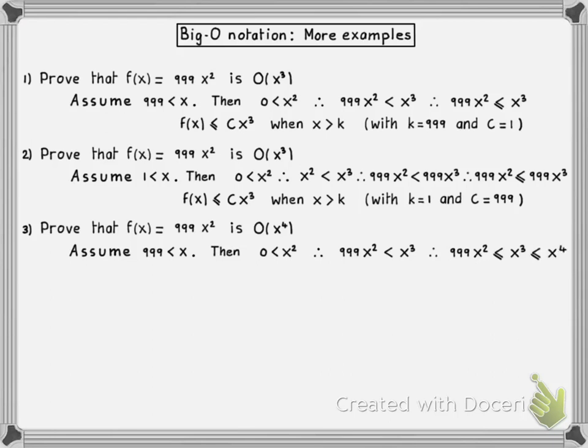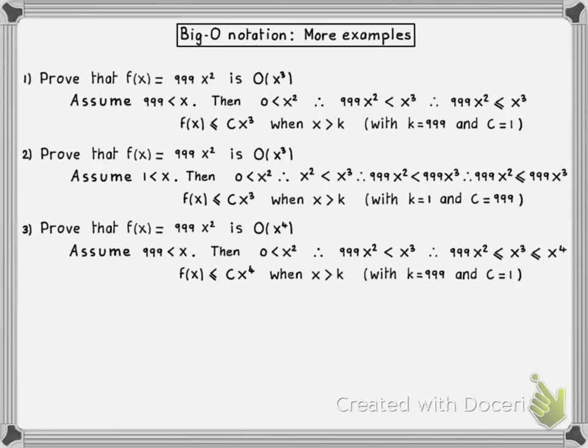So we can infer that right away, and now we're done. We have f of x here. We have a constant times x to the 4th power here. In other words, if x is large enough, where k is equal to 999, then f of x is upper bounded by c times x to the 4th power, where c is equal to 1. And therefore, we match the definition of the big O relationship with the following witnesses.